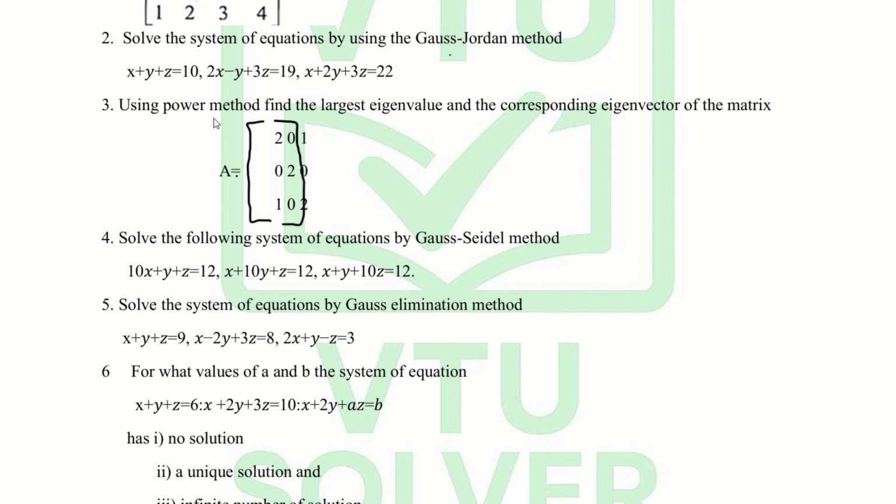And the third question is using power method find the largest eigenvalue and the corresponding eigenvector of the matrix. The given matrix is 2 0 1, 0 2 0, 1 0 2. And the fourth question is solve the following system of equations by Gauss-Seidel method. The equations are 10x plus y plus z is equal to 12, x plus 10y plus z is equal to 12, x plus y plus 10z is equal to 12. In the Gauss-Seidel method, they may ask some different equations. You may have to practice.